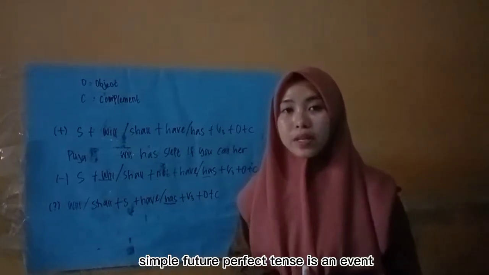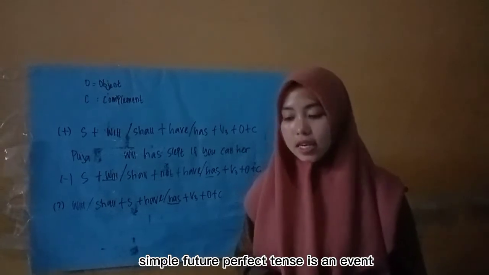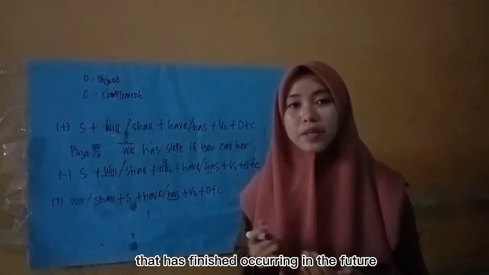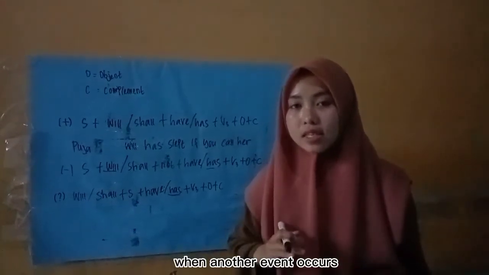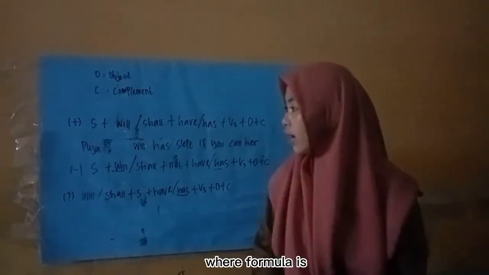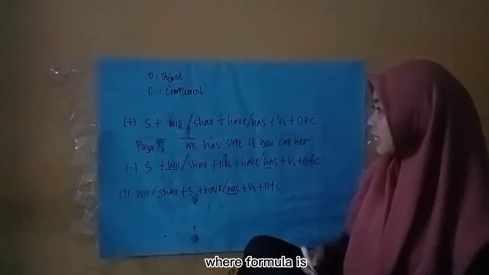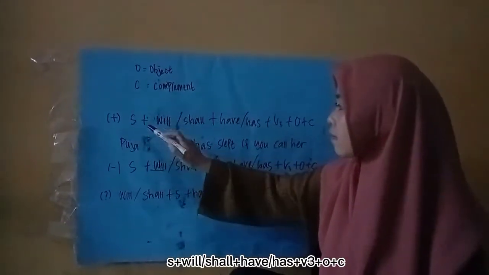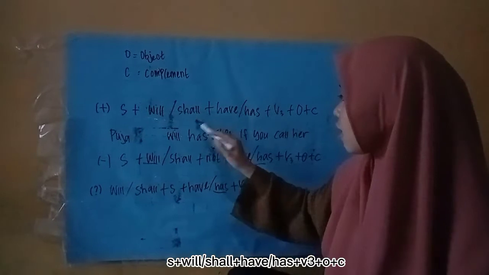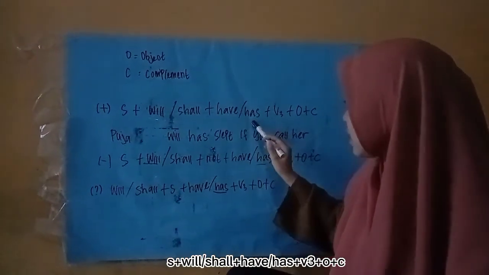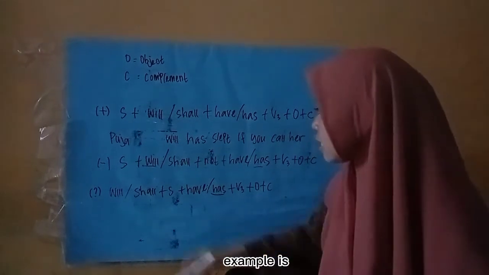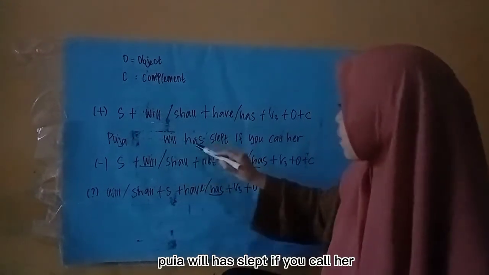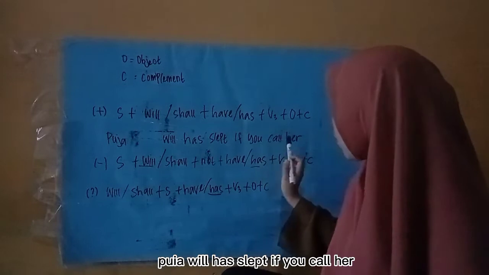11. The simple future perfect tense is an event that has finished occurring in the future when another event occurs. Where the formula, if positive, is subject plus will or shall plus have or has plus verb 3 plus object plus complement. Example is: Puja will has slept if you call her.